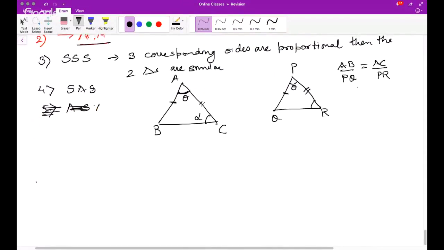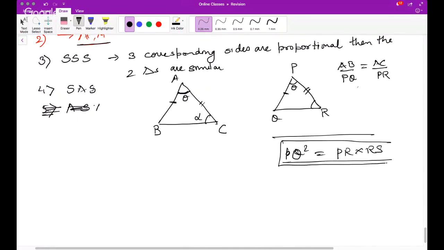Then moving on, we have a lot of problems related to similarity. The questions would comprise two triangles being given, with some information and some construction already given, and you have to prove some ratios using similarity. And I told you, whenever you see questions like PQ square is equal to PR into RS, of this form, always remember that they are inviting you to use similarity.